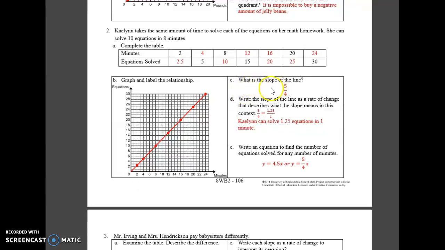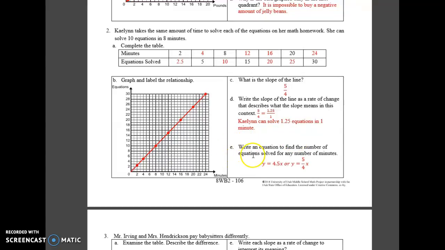So on part C, it says what is the slope of the line? And that was going to be 10 equations over 8 minutes, which simplifies to be 5 over 4, or 5 equations every 4 minutes. Write the slope of the line as a rate of change, so we simplify that to be 1.25. So Kaylin can solve 1.25 equations in 1 minute. You could also say 5 equations in 4 minutes.